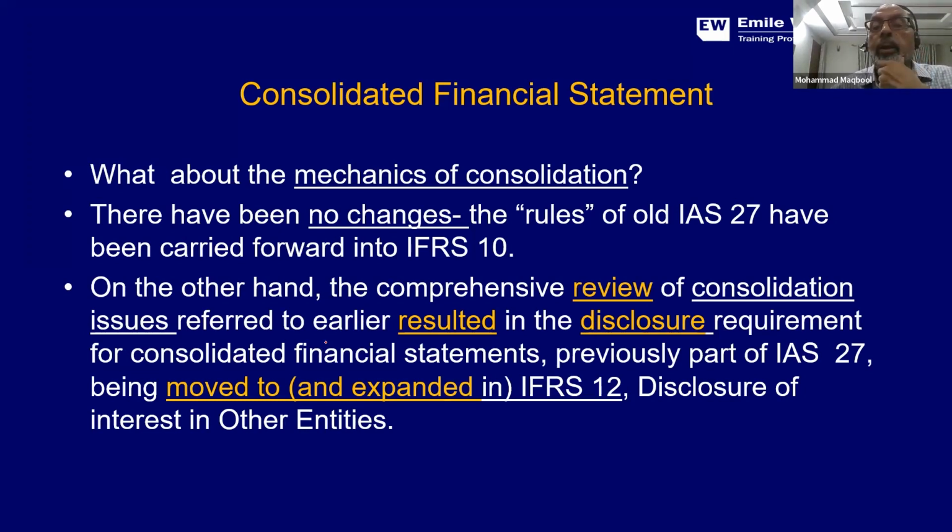When they were reviewing these group-related IFRS, they realized the disclosure was not very right. There are overlaps, there are gaps. So they moved all the disclosure requirements to IFRS 12, whether it's an associate company, a subsidiary, or a joint venture. All disclosures have been expanded, and second, they have been moved to IFRS 12. I'm just talking about the disclosures.